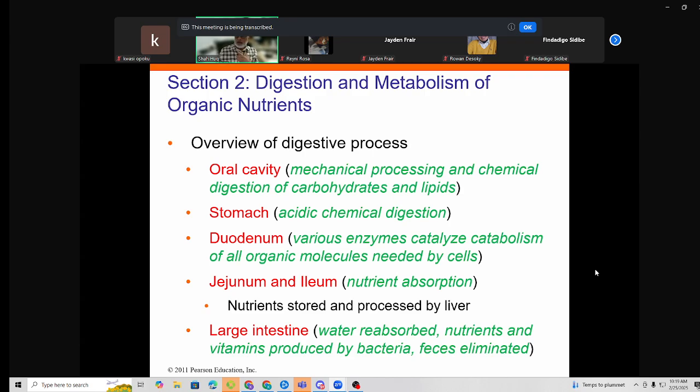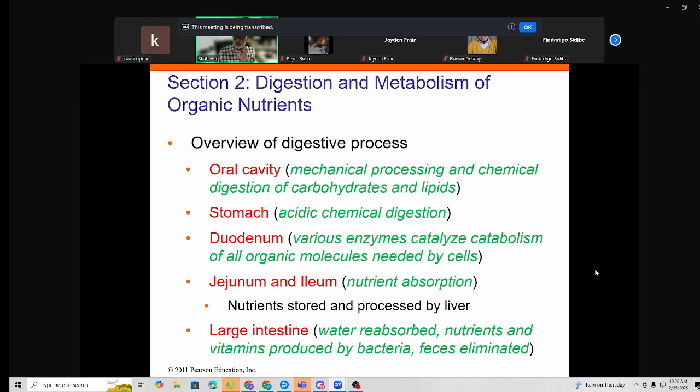absorbed. After digestion is completed, the nutrients go to the blood, and then it is either stored or processed in the liver. If it is used, then it goes to the pool in the cell, and then makes the energy. And in the large intestine, we do not do any digestion.